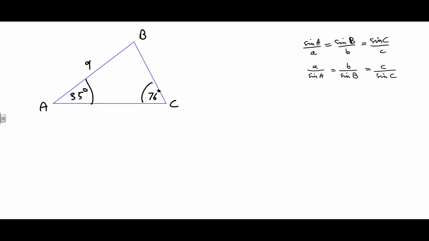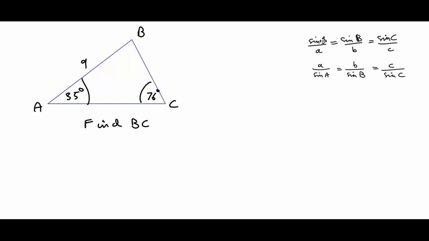Now we want to use this rule to find the side BC in this triangle here. Here we know the side AB and the two angles A, 35 degrees, and C, 76 degrees. Of course, this means we would know B, because B would be 180 degrees minus 35 minus 76, which is 69 degrees. Now we want to find the side BC.